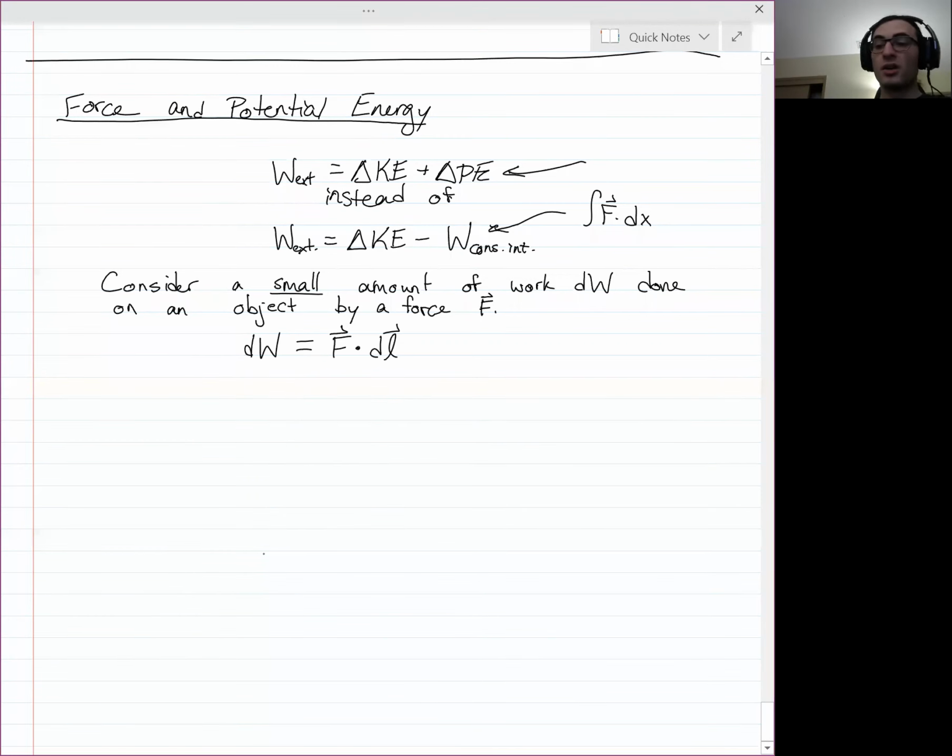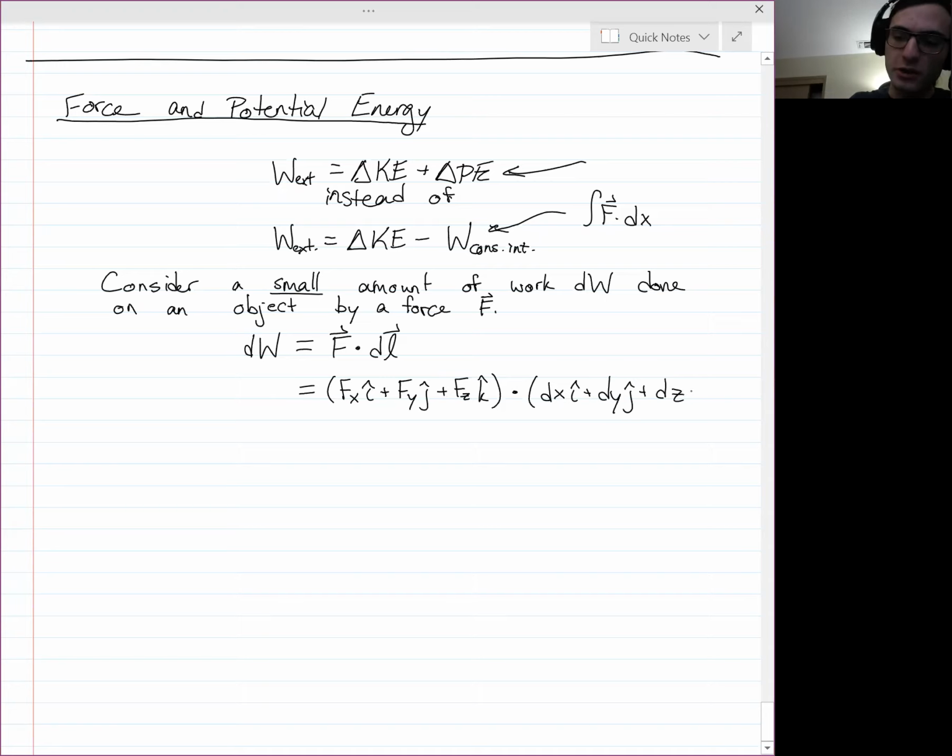So we can now write this out explicitly. The force is Fx in the i hat direction plus Fy in the j hat direction plus Fz in the k hat direction, and that's dotted into the path. The path is dx in the i hat direction plus dy in the j hat direction plus dz in the k hat direction. It could be in any direction, and this tells us a displacement in all directions. If we have a force in that direction, then we might have a displacement in that direction. So this is just the sum Fx dx plus Fy dy plus Fz dz.